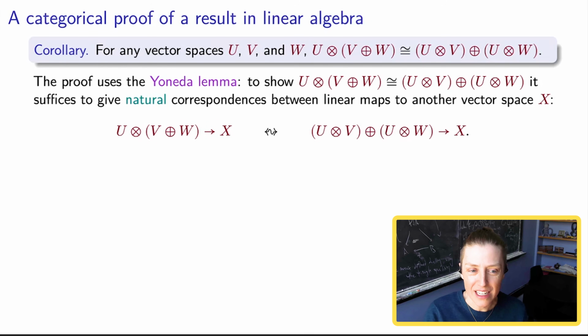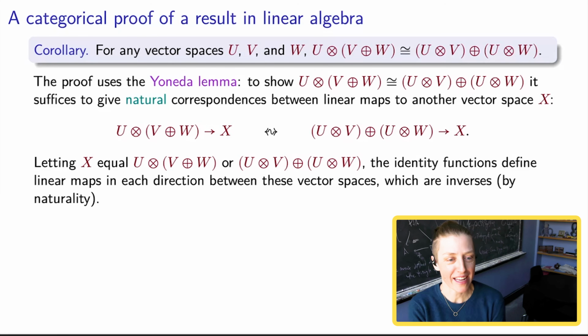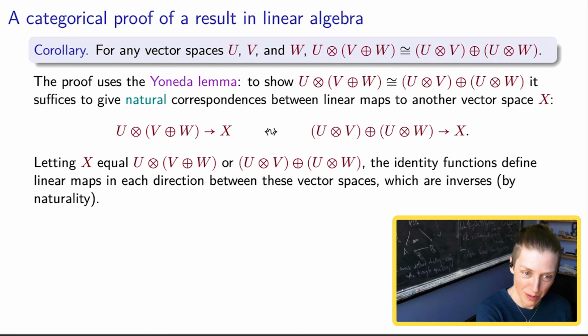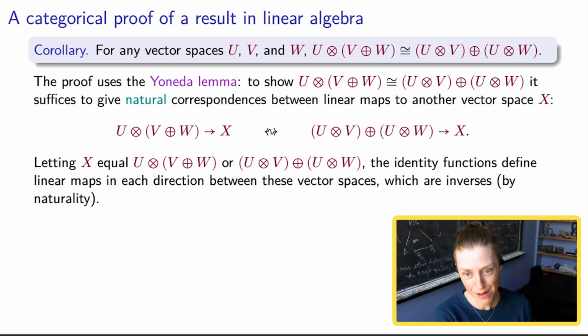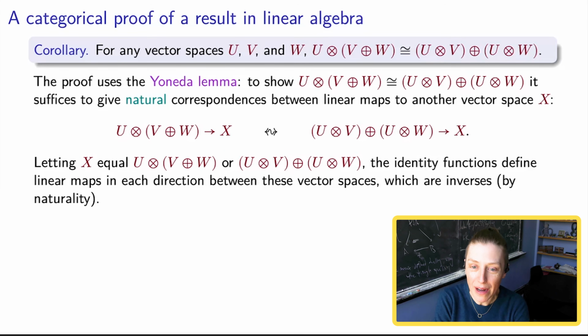And anyway, if we had such a thing, then we actually get an isomorphism between U tensor V direct sum W and U tensor V direct sum U tensor W. And why is that? If we take as a special case X being the left-hand vector space, so U tensor V direct sum W, then on the left-hand side I have the identity map from U tensor V direct sum W to itself. And when I pass it through this correspondence, now I get a linear map from U tensor V direct sum U tensor W to U tensor V direct sum W.